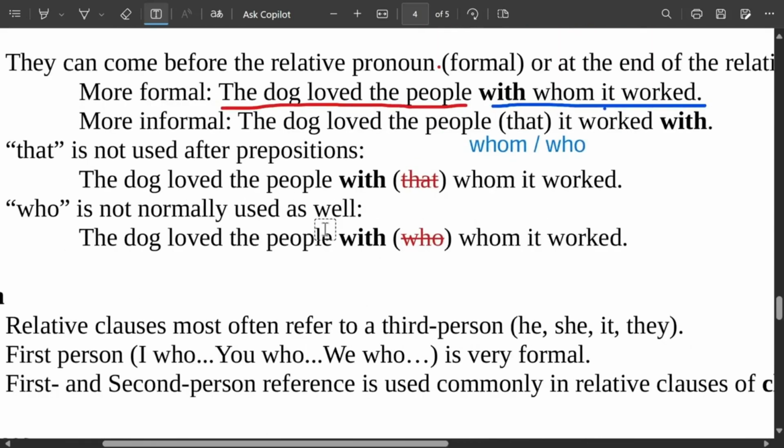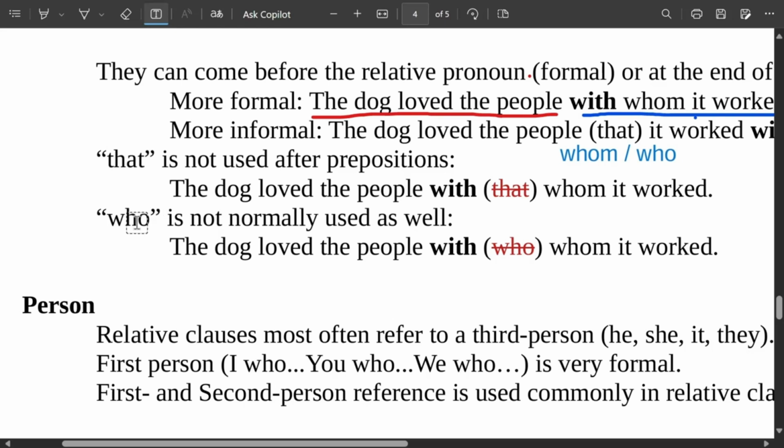Then you have here some things that we do not use: that and who with. For example, that is not used after the preposition. So we never say: the dog loved the people with that whom it worked, or with that it worked. I think I should remove this whom over here actually. The dog loved the people with that it worked. No, no, no. You cannot use that. Only whom. Okay, leave the who. Leave it. It's correct.